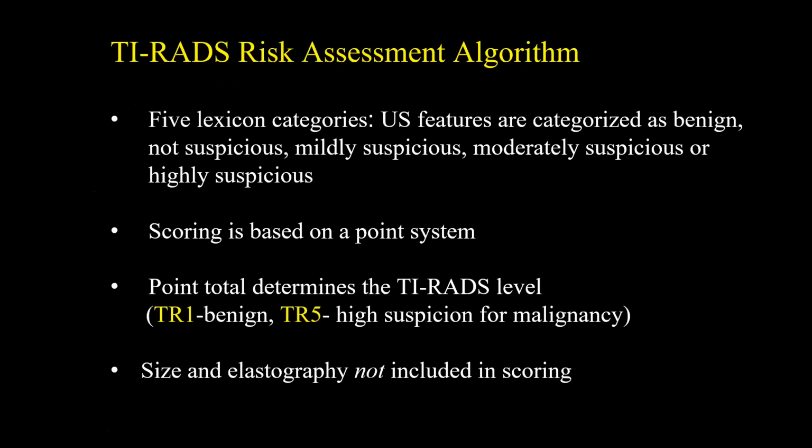So just as a quick review of the TI-RADS, and then we'll try to get into some examples. We have 5 lexicon categories. We go from benign, not suspicious, mildly suspicious, moderately, and highly suspicious. The scoring is based on a point system. So you're going to be given points for each one of those 5 categories to give a total sum. And that sum will tell us which risk category it is going to be in, TR1, TR2, TR3, 4, or 5. Each one of those will have specific recommendations.